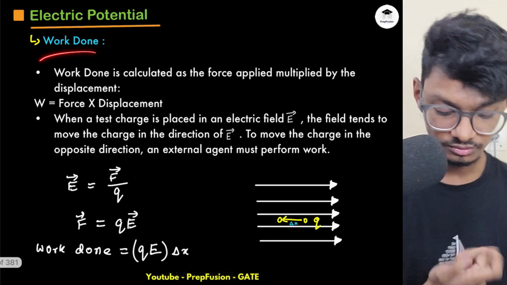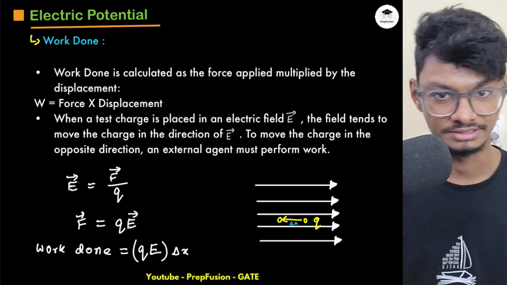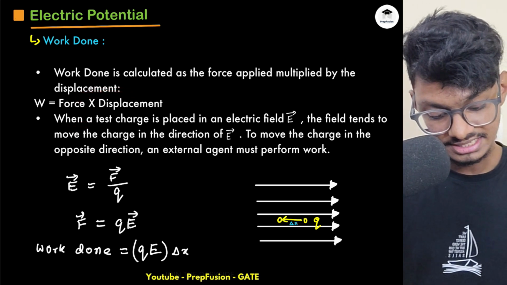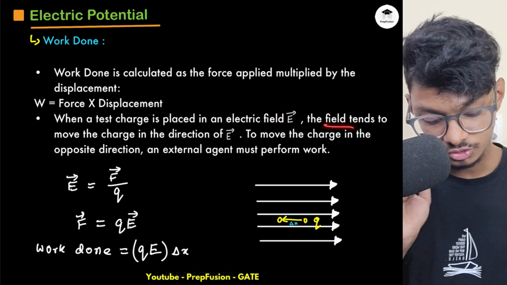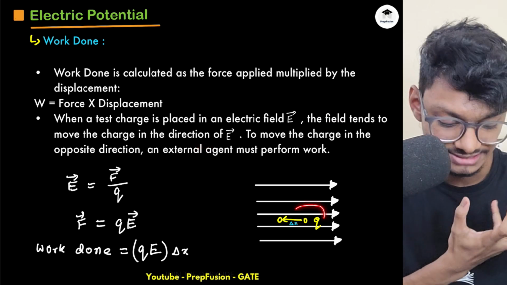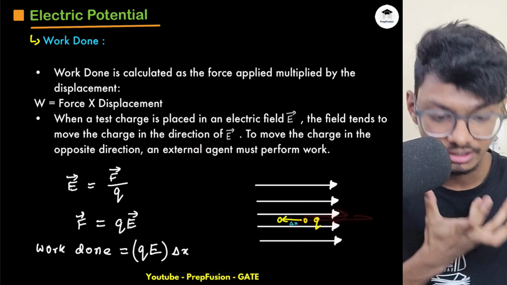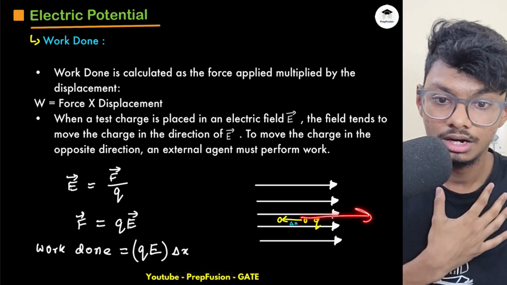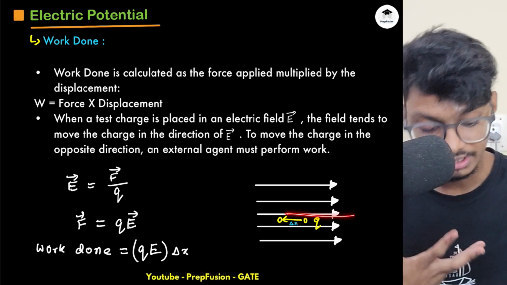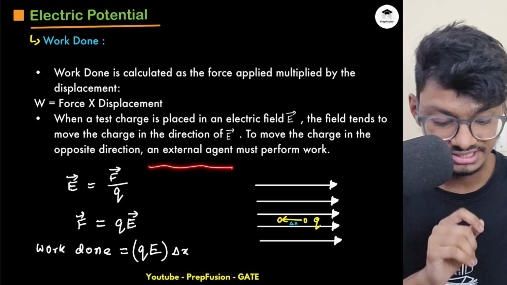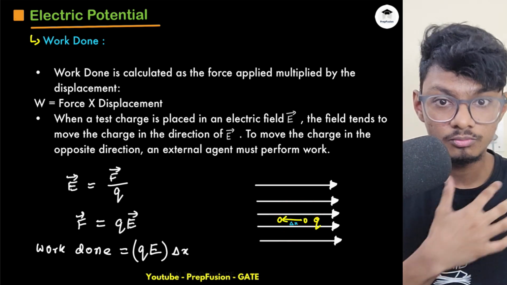So what is work done? Work done is calculated as the force applied multiplied by displacement. This we know from our JEE days. When a test charge is placed in an electric field E, the field tends to move the charge in the direction of E. So if it is a positive charge, it will tend to move in this direction. But to move the charge in the opposite direction, not the direction of the field, an external agent must perform work. So I have to perform work by myself to move this charge in the opposite direction.